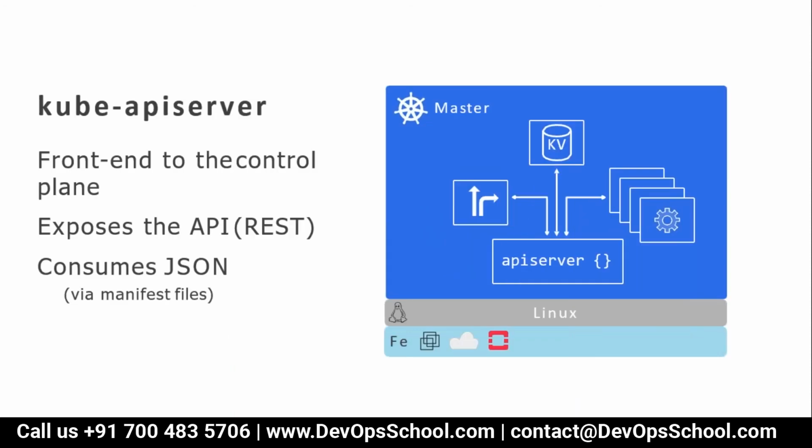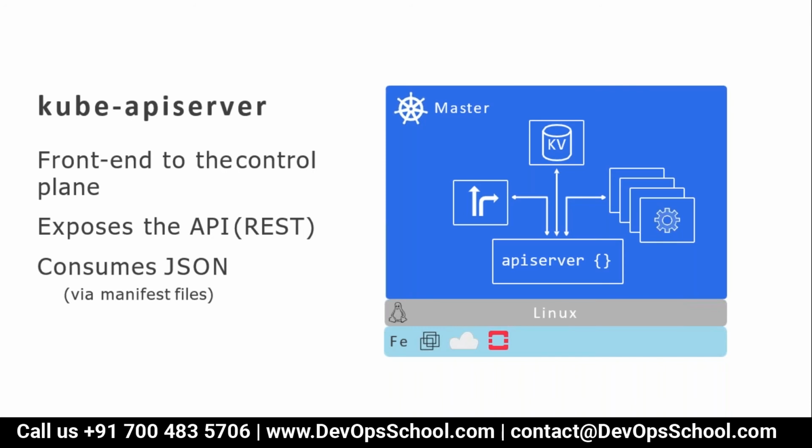So what is the API server? In the official terminology, the API server is the front end to the control plane. Control plane means the master. Remember, the master controls everything in the cluster. And if you want to reach the master, how can you reach it? Through the API server. There is no other way. I repeat, there is no other way to talk to the cluster but the API server.